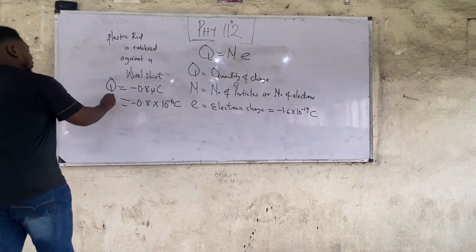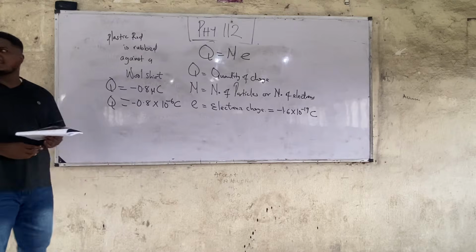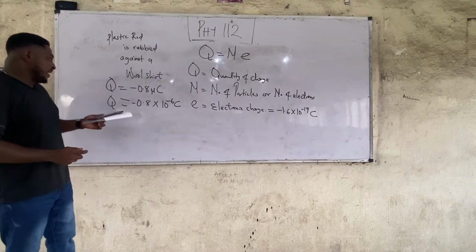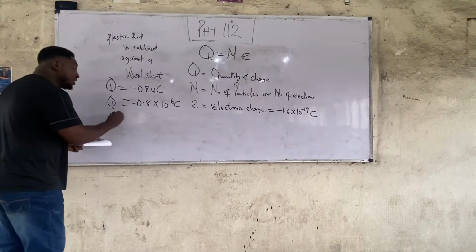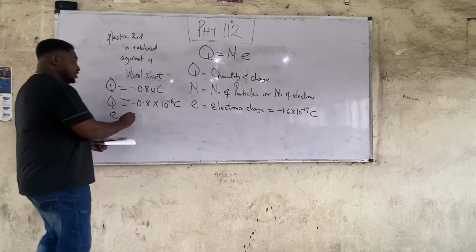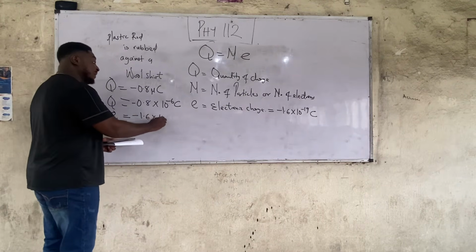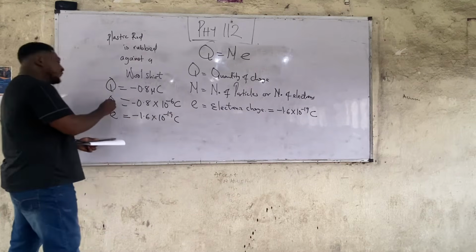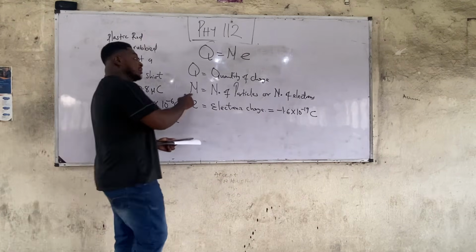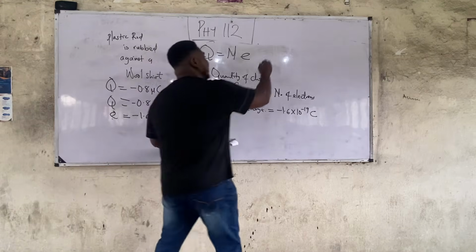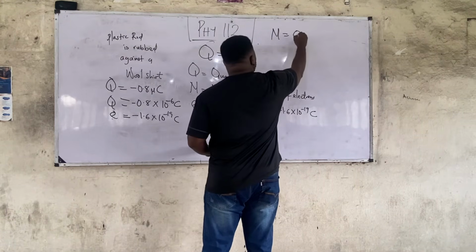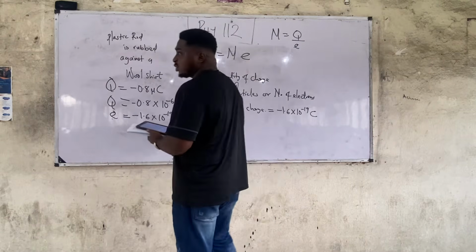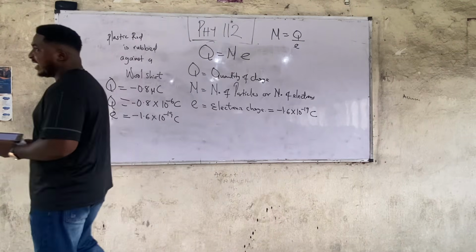So we have Q. Q is minus 0.8 times 10 raised to minus 6. Class, e is a constant. Nobody will give you e, it is a constant. e is minus 1.6 times 10 raised to minus 19. So you have Q, you have e, you are looking for n. We're going to make n the subject of the formula. So if Q equals n e, what should n be? n must be equal to Q all over e.